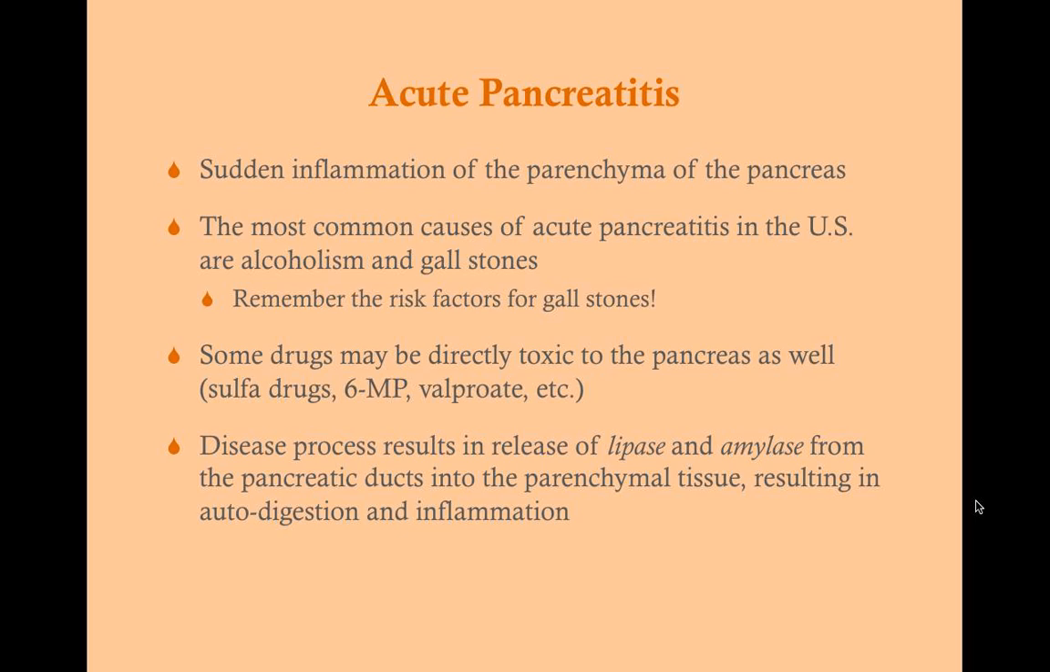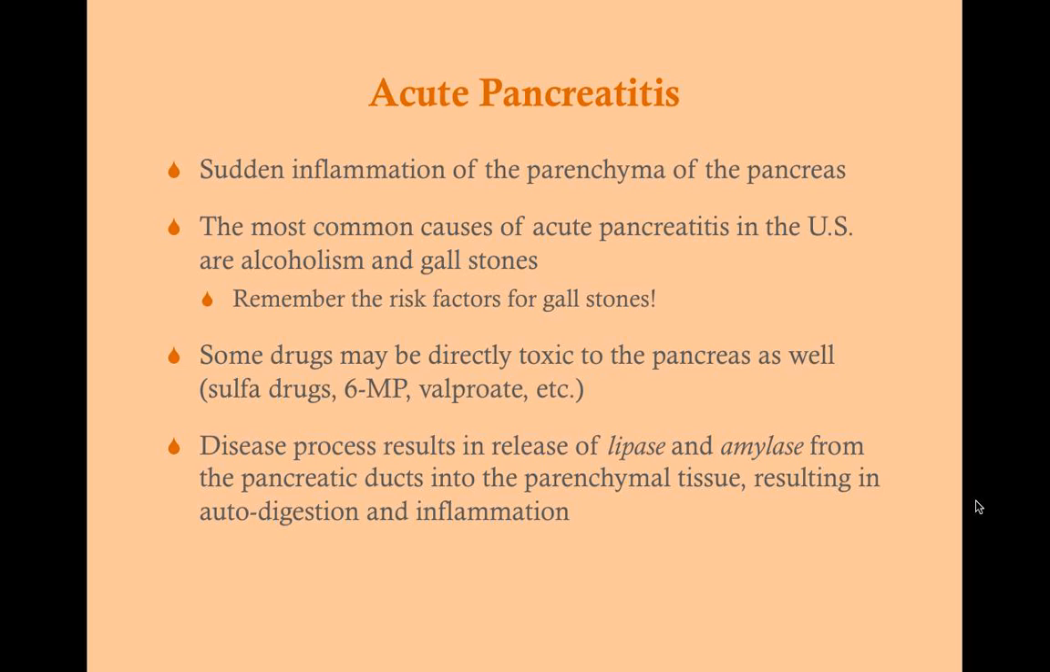Okay, so acute pancreatitis is a sudden inflammation of the parenchyma of the pancreas. The most common causes of acute pancreatitis in the United States are alcoholism and gallstones. It's really important to remember the risk factors for gallstones because this is going to change how we manage the patient. If the patient has acute pancreatitis that's due to alcoholism, we're going to treat them one way, whereas if the patient has risk factors for gallstones, it might be worth getting that right upper quadrant ultrasound before we go ahead and admit them to the wards. So remember the risk factors for gallstones: fat, female, fertile, and in her 40s.